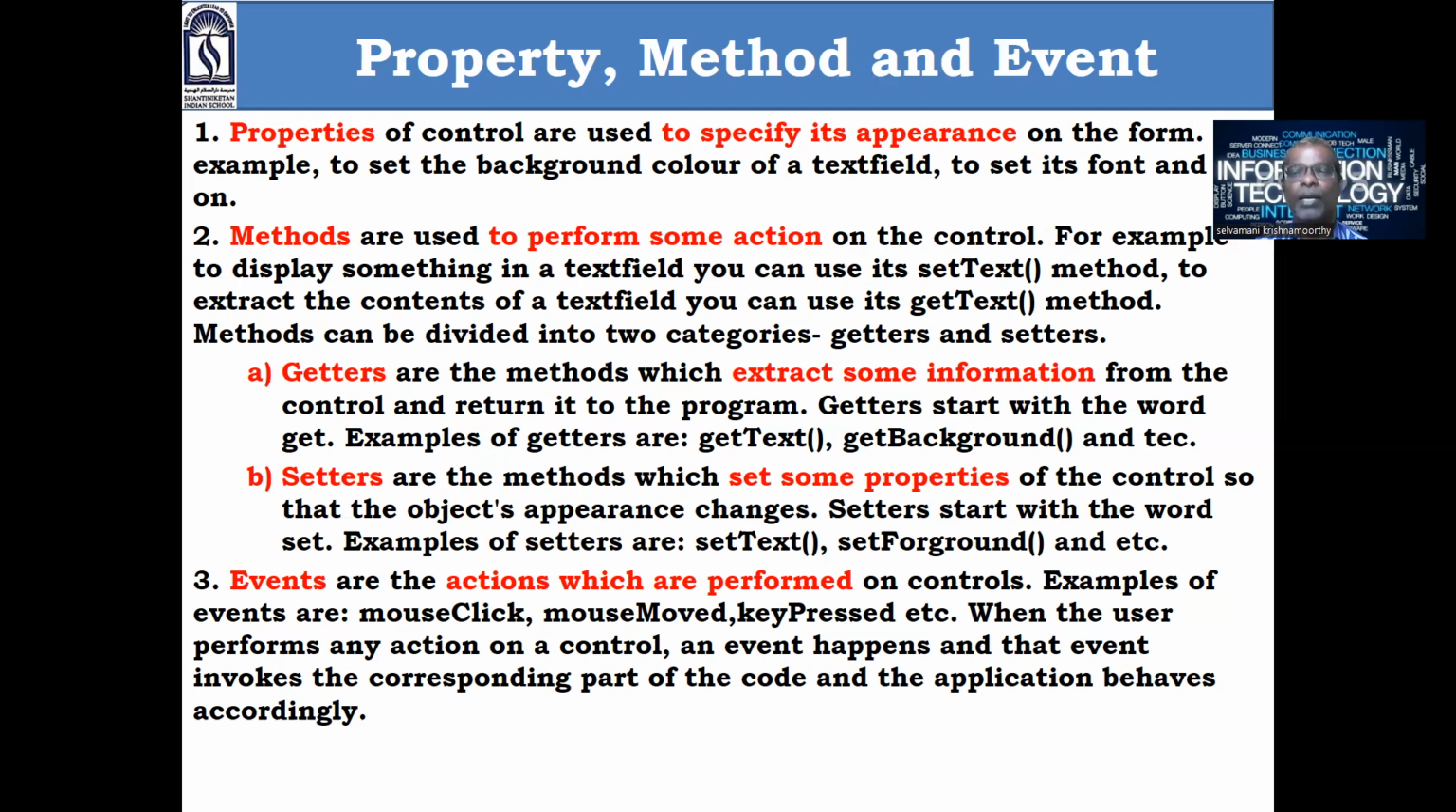If you press any alphabet key on your keyboard, that is called a key press. So mouse move, mouse click, key press, these are called events. That is why I said events are actions performed on a control. When the user performs any action on a control, like mouse click, mouse move, or key press, that event happens, and then the event calls the corresponding part of the coding.